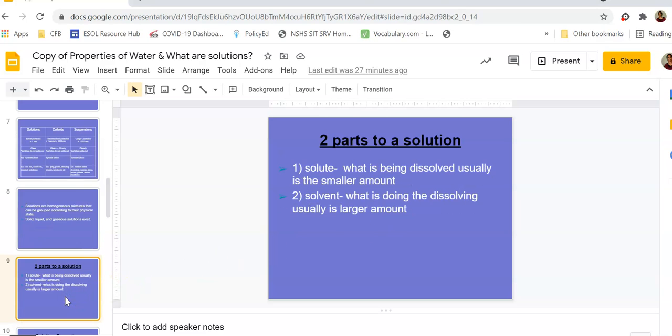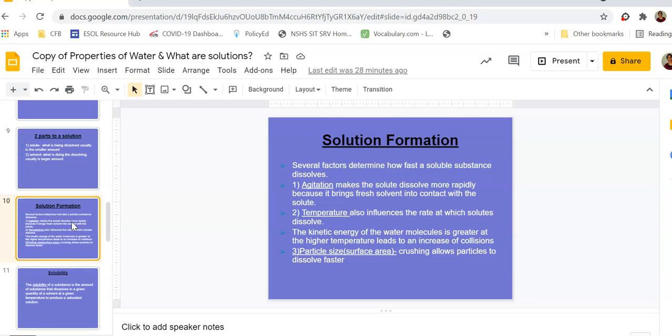So there's two parts in every solution. There's the solute, which is what is being dissolved. It's usually the smaller amount. And then you have the solvent, which is what does the dissolving, and it's usually the larger amount. And remember, the solute and the solvent can be solids, liquids, or gases. They can be either way.